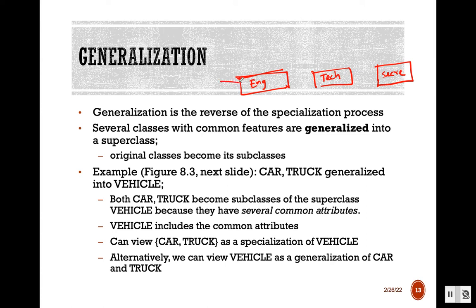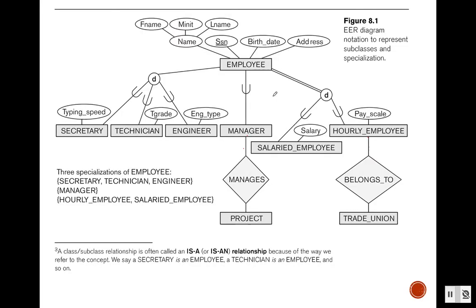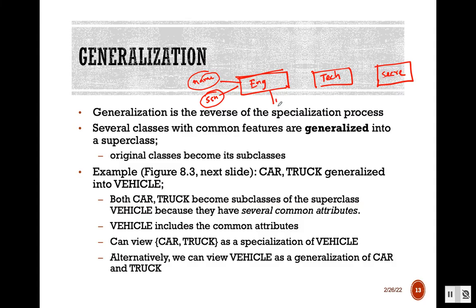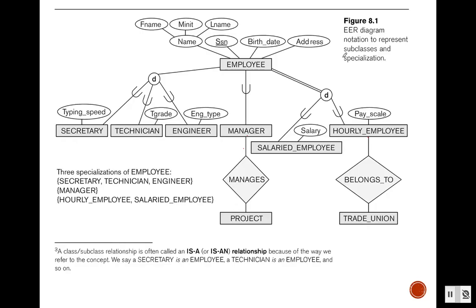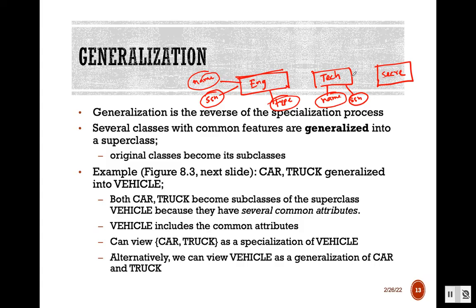Each of the entities has some common attributes. For example, each engineer has name, SSN, and type. Each technician has name, SSN, and let's say some special attribute, say grade.